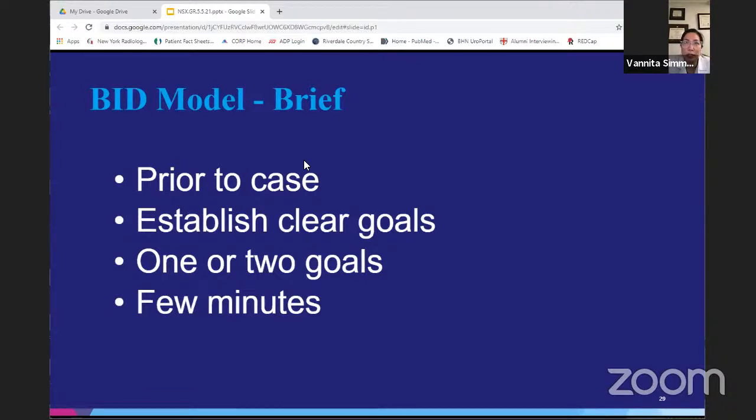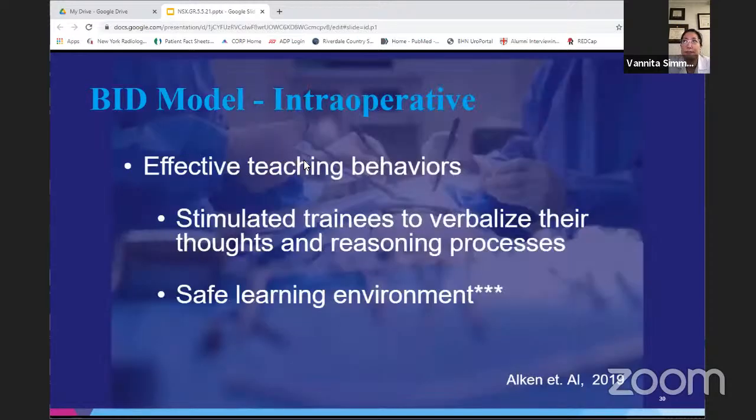This only takes a few minutes. Again, one of the things that we talked about in terms of teaching as a barrier is time, but this really only takes a few minutes. And it's suggested that the teacher focus on one or two learning goals. So what are some intraoperative models that help with the BID model?